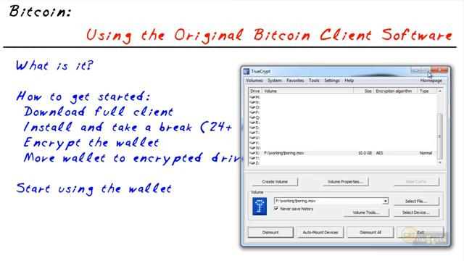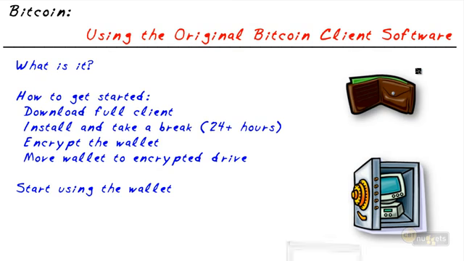So now that this drive is mounted, it's drive X, which is great, the next thing we'd want to do is move the files. So we need to find the wallet and find the blockchain information wherever it is and copy it over to that volume. We could even make a folder called Bitcoin and put everything there. Now the trick is, where exactly are these files kept?